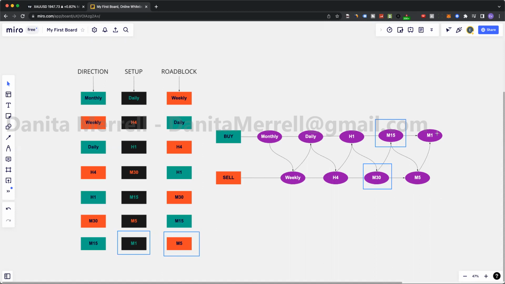So now our M1, we can't go back and forth like this. We can't go from M1 to M30. You can't do that. You have to break M5. That's where most people lose. They think that M1 is going to break M30 or H4, but you have to take it level by level. M1 needs to break M5.